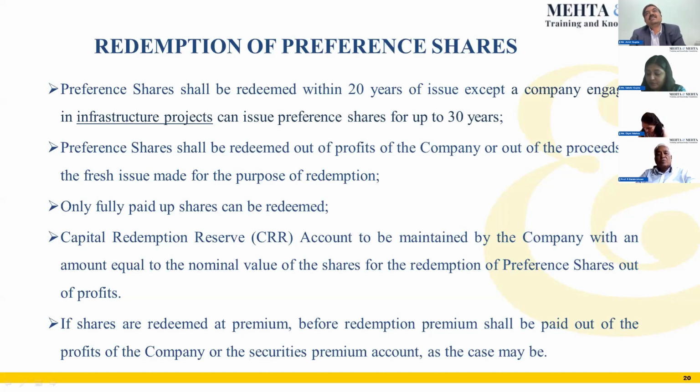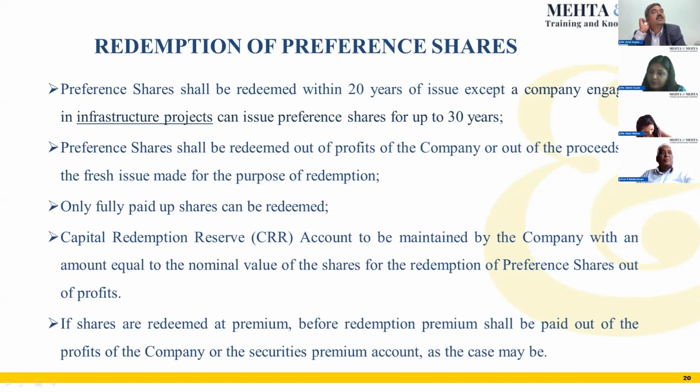The second option is I can issue fresh shares. Fresh shares could be equity or fresh shares could be preference shares. Preference shares could be redeemable preference shares or they could be convertible preference shares. There is no restriction. I can use any kind of instrument for the purpose of issuance of these securities for the purpose of doing a redemption.